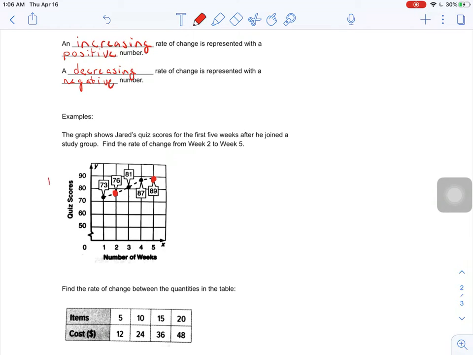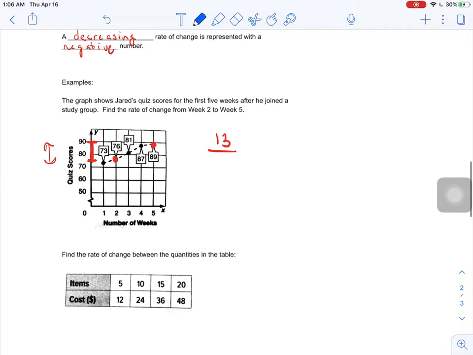So the vertical change would be our up and down measurement, while what we're measuring up and down on the output y-axis is our quiz score. So we're basically tracking our quiz score. So we want to see how much did the graph change this way, the vertical change. So that's going to be the change in quiz scores. So his quiz score went from a 76 when we first started tracking it to an 89 when we ended. So that is a total change of 13.